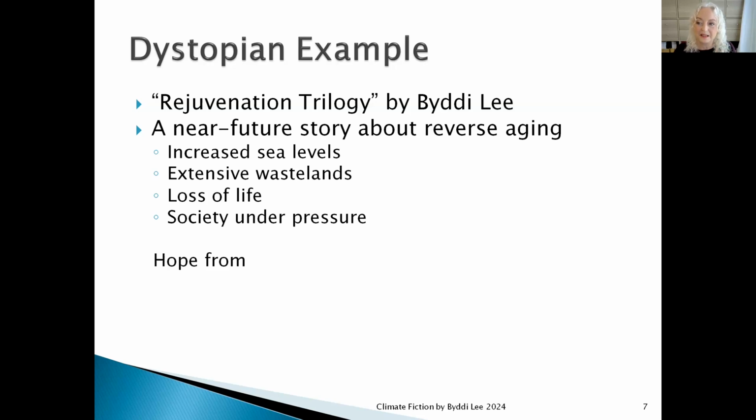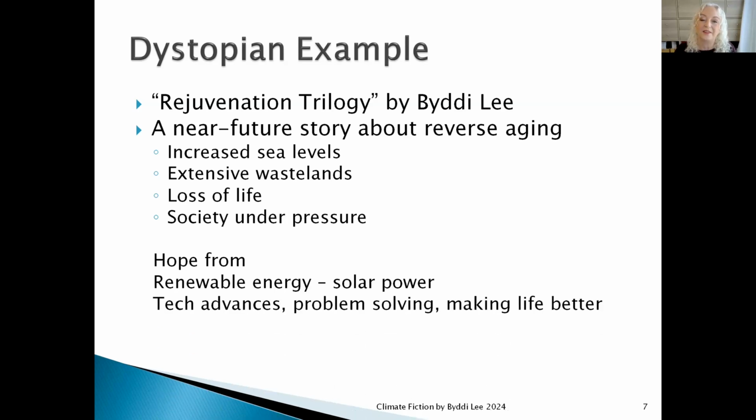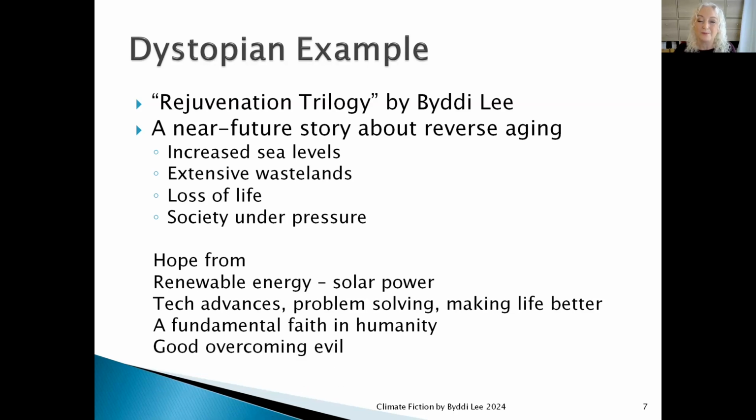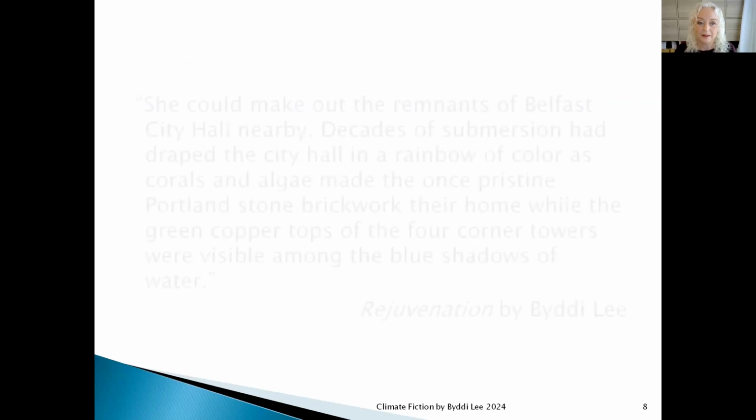But I have tried to bring into the trilogy hope from renewable energy. So all the vehicles are solar powered, even the buildings have solar glass so that they are all energy efficient and carbon neutral. So there's all the different tech advances and problem solving that makes their lives better. But basically, I have tried to write into it a fundamental faith in humanity, that we will eventually get it right, that we will try to get it right for all the right reasons. And so it's basically a story about good overcoming evil. This is a sample from it.